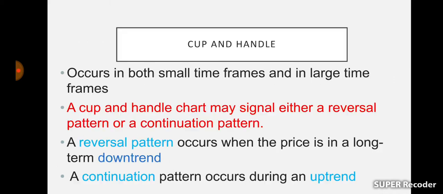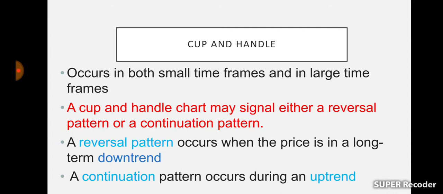Okay, so first of all, I'd like to discuss with you the pattern cup and handle. The cup and handle pattern occurs in both small time frames like a 1 minute chart and in large time frames like daily, weekly and monthly charts. A cup and handle chart may signal either a reversal pattern or a continuation pattern.